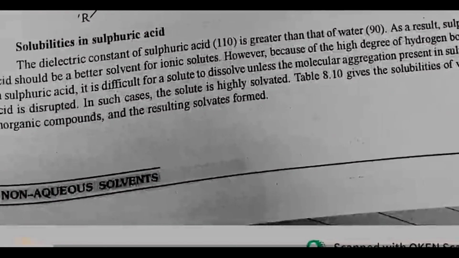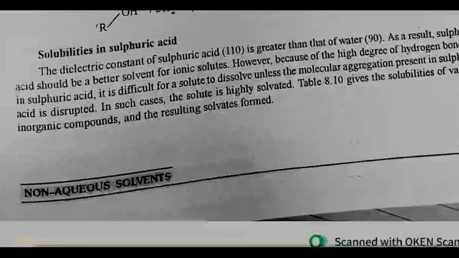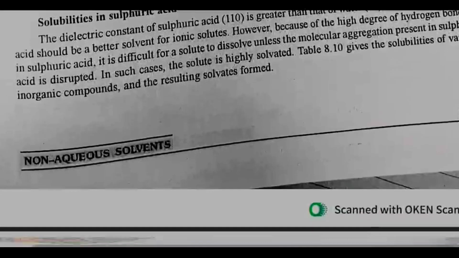Solubilities in sulfuric acid. The dielectric constant of sulfuric acid, 110, is greater than that of water, 90. As a result, sulfuric acid should be a better solvent for ionic solutes. However, because of its high degree of hydrogen bonding, it is difficult for a solute to dissolve unless the molecular aggregation present in sulfuric acid is disrupted. In such cases, the solute is highly solvated. Table 8.10 gives the solubilities of various inorganic compounds and the resulting solvates formed.